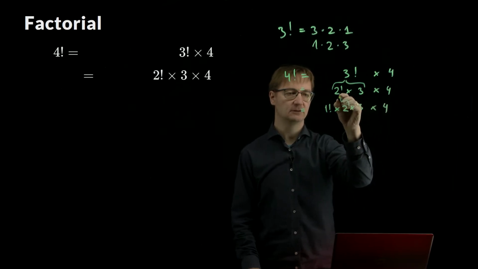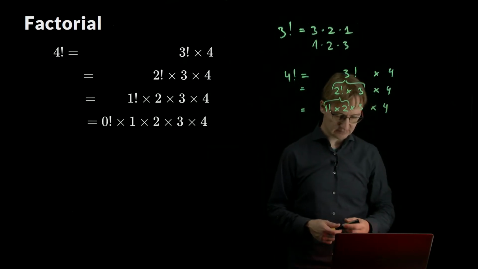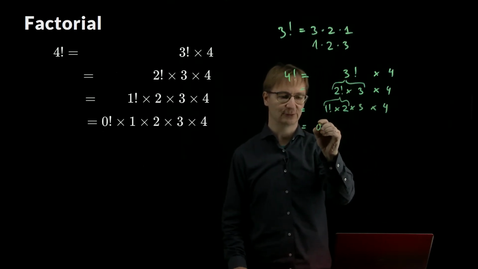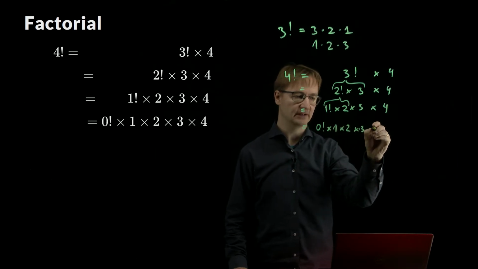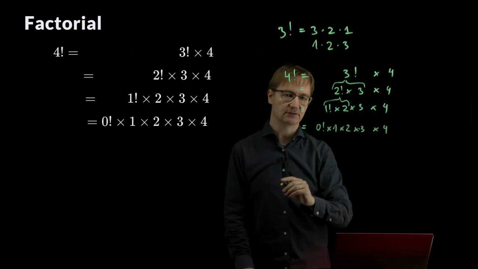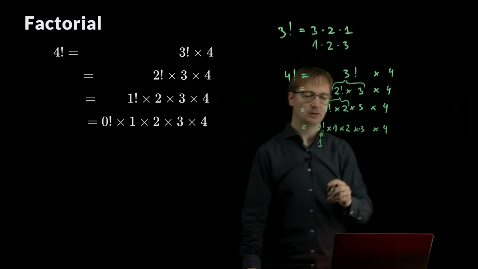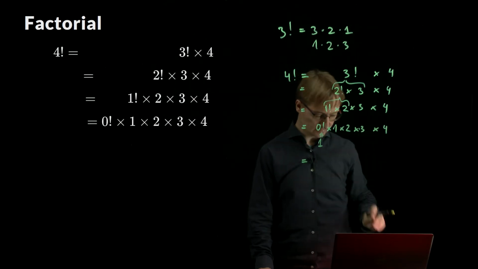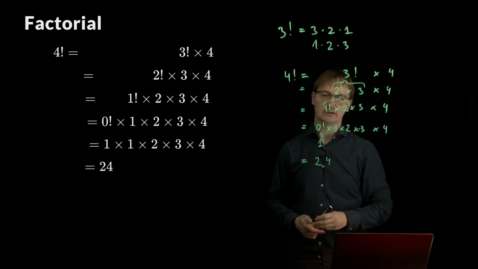So now I calculated this 2 factorial. And by the definition, 1 factorial is 0 factorial multiplied by 1 and multiplied by the rest of the elements. And by definition, 0 factorial is 1. So basically I should write 1 here. And now I can calculate the end result. So basically it's 1 times 1 times 2 times 3 times 4, and it should be 24. So that's how we calculate the factorial.